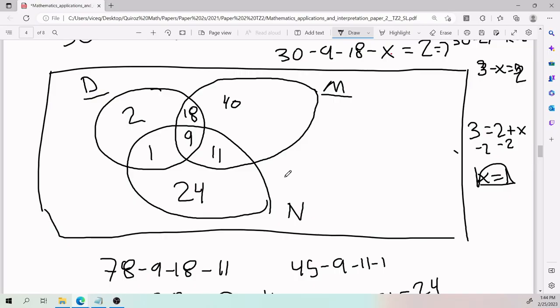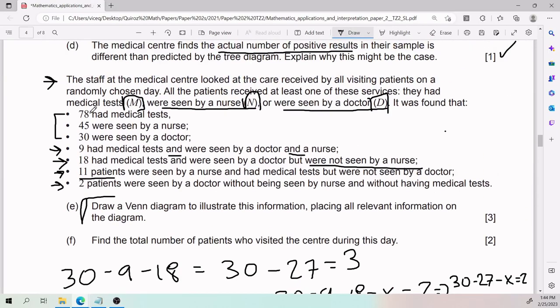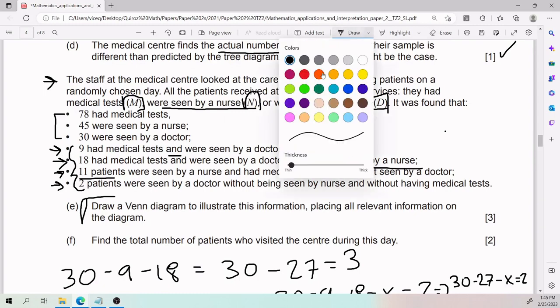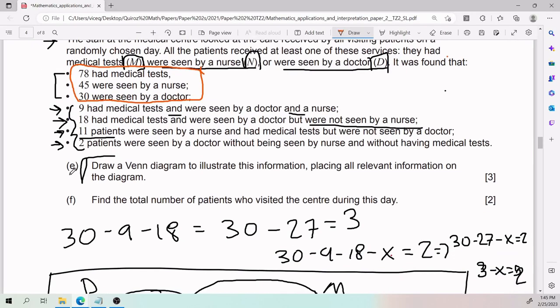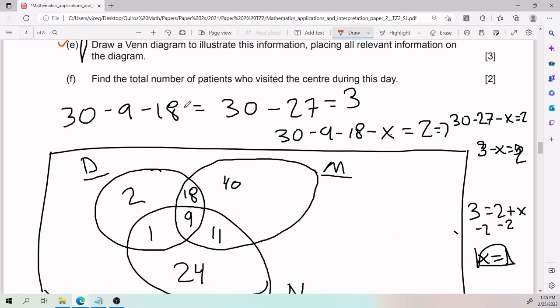Again, the biggest mistake most people make is assuming that the 78 who have medical tests is medical tests only. You cannot assume that unless it says it. If it doesn't say it, you need to go subtracting from that 78, given the other information that they give us, and work from there. That's also why the IB trickily puts this first, to try to make you fall into that trap. So be very careful. That is for part E. We drew the Venn diagram, there it is.